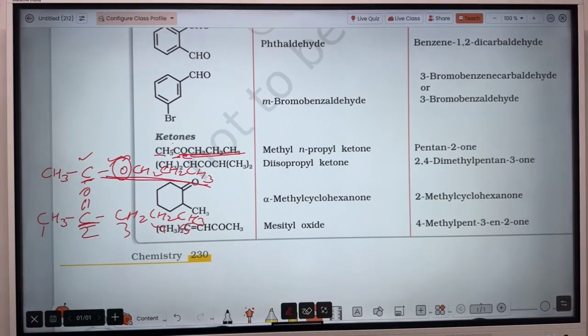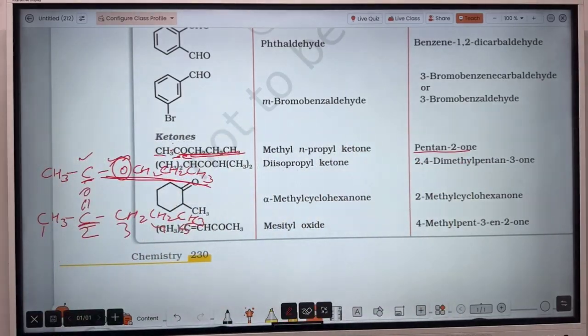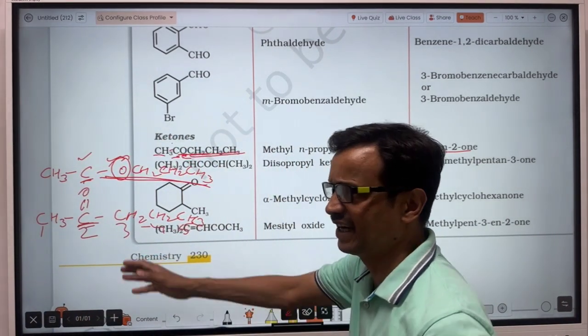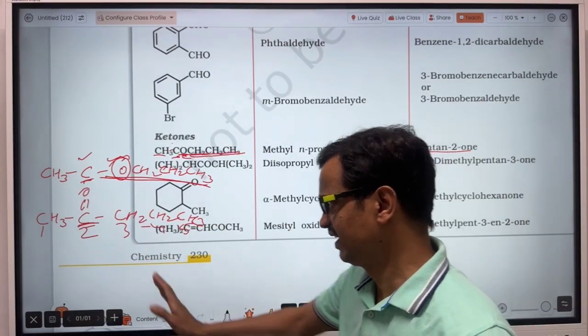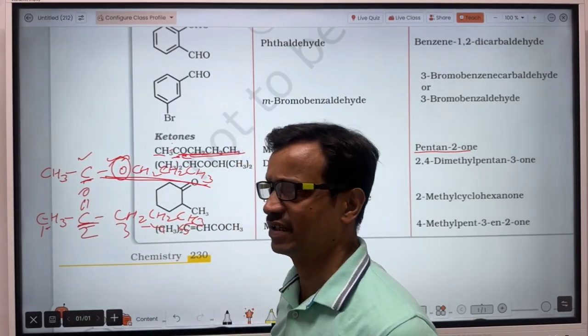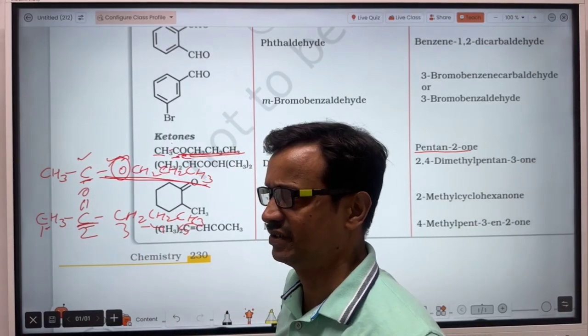So the main chain is pentanone and it is at second position. So pentan-2-one, that's written pentan-2-one. And for the common name, you will have to write the two alkyl groups. In case of ketone, we write the names of the alkyl groups bonded to the carbonyl carbon, and that will be according to their alphabetical order.